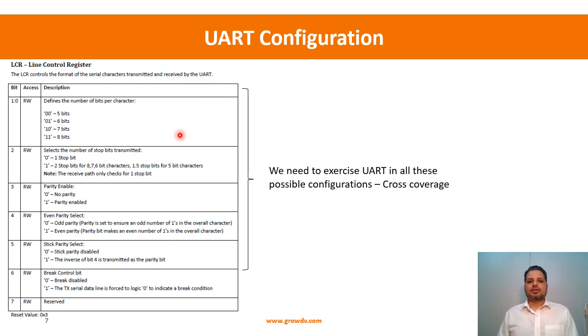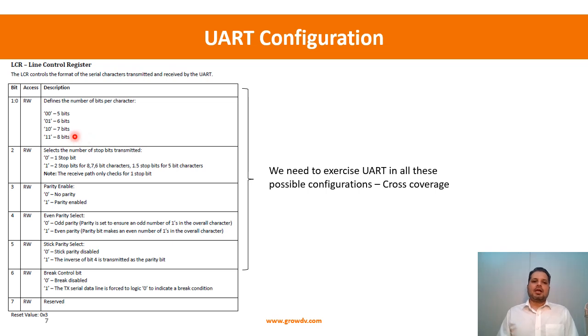Okay, now let's look at it. These are the 8 bits. The leftmost column indicates the bit positions, the second column indicates the type of access, and the third column indicates the description. Bits 1 to 0 have access type read-write and define the number of bits per character. UART transmits or receives in terms of characters, and the character width can be: if I program 00, it will be 5 bits; 01, 6 bits; 10, 7 bits; and 11, 8 bits.